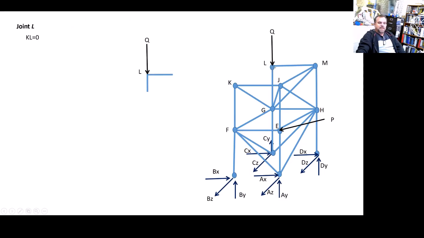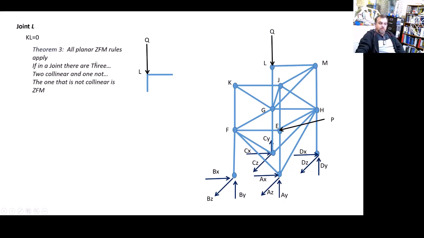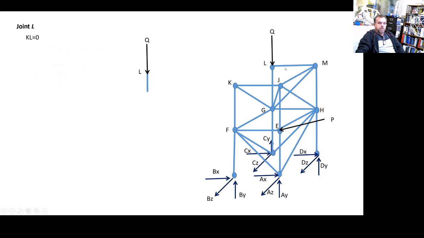You have this, and that in the same plane, and this is just zero force members for 2D. What is that? All the planar zero force member rules still apply. In a joint you have three members, two of them collinear and one is not. The one that is not collinear has to be zero, meaning LM is zero. And we can take it out of here also as a zero force member.